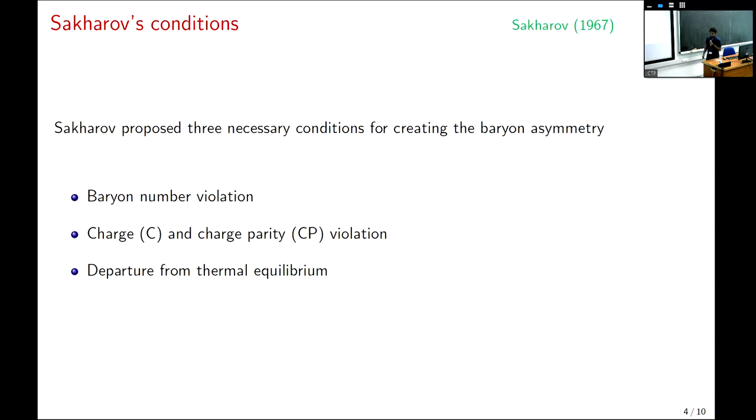Sakharov suggested in his remarkable paper in 1967 that in order to create a baryon asymmetry in any particle theory model, one must satisfy these conditions independently: baryon number violation, charge and charge parity violation, and departure from thermal equilibrium. In this work, we have tried to map these Sakharov conditions with the symmetries of the universe in the presence of a magnetic field.